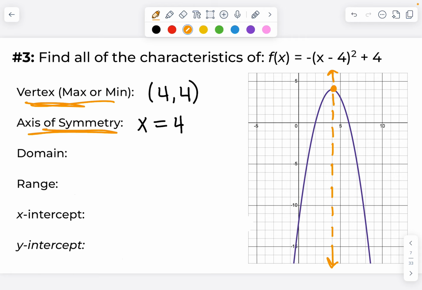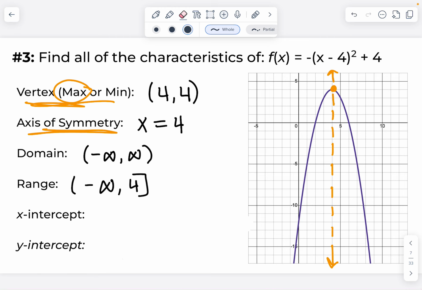Our domain is always all real numbers, so -infinity to infinity. Our range in this case, and I just realized I forgot to circle max or min, here we have a maximum. That means that our range is going to go from -infinity up to that max. So it's going to be -infinity up to 4. And again, the 4 that it's pulling is that y value of the vertex.